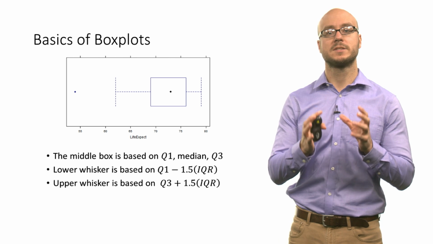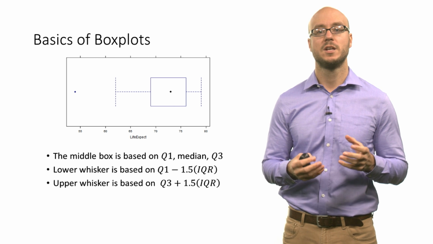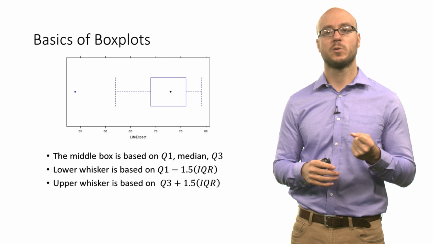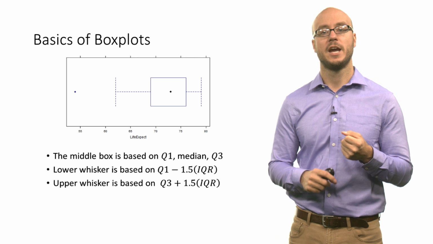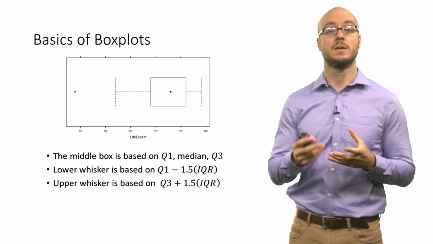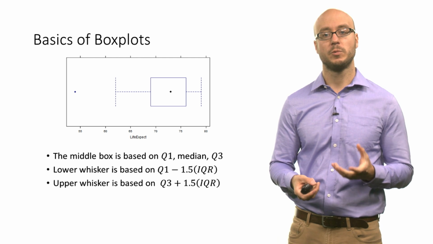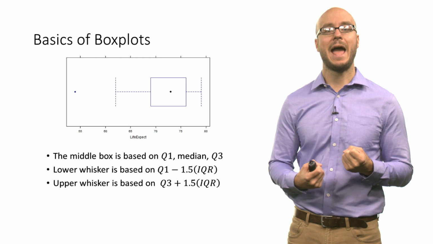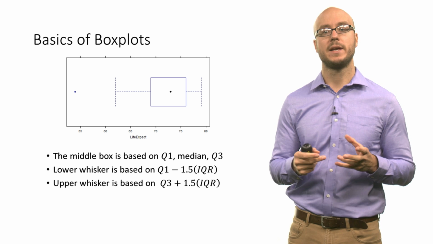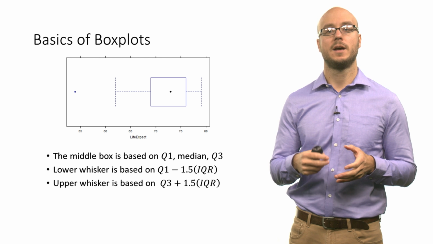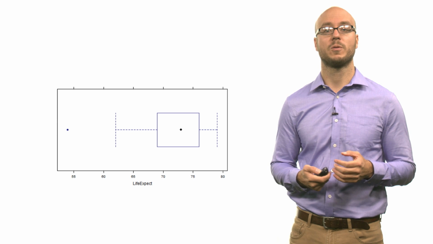The middle box in a box plot is based on the median, or the 50th percentile, and the first and third quartiles. The lower whisker is based on the first quartile as well as the interquartile range. You basically take the first quartile and subtract 1.5 times the interquartile range. The upper whisker is based on the third quartile as well as the interquartile range, and you take the third quartile and add 1.5 times the interquartile range. So a box plot is really based on quartiles and the measures that are based on the quartiles, which are the median and the interquartile range.